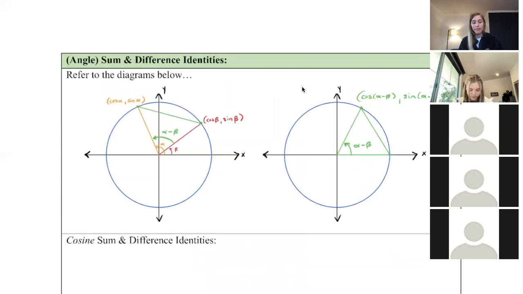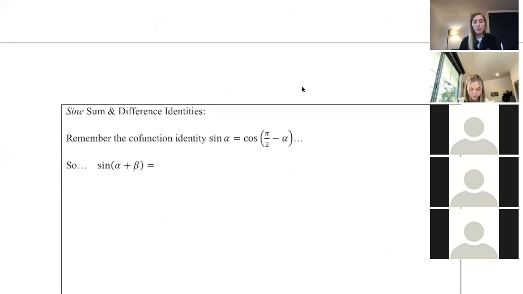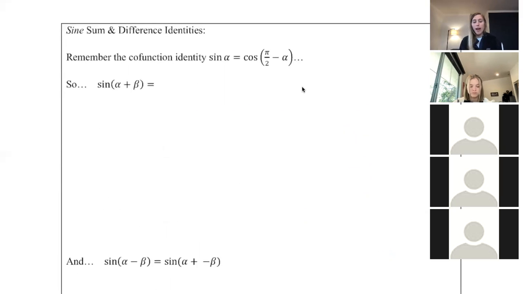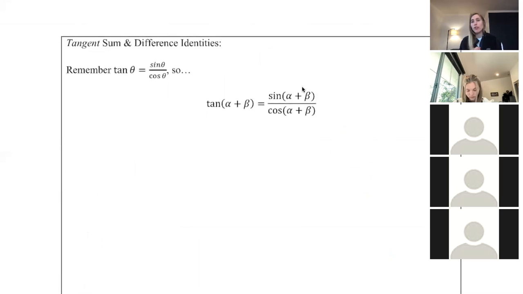So we're going to derive our sum and difference identities next. And you'll notice there are cosine sum and difference identities. That's on our first page that we're going to derive. There are sine sum and difference identities. And there are tangent sum and difference identities.